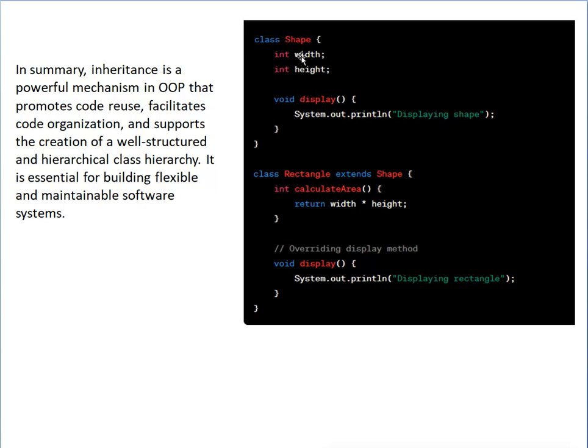So here is a very simple example of a Shape. This is a class Shape. It has two properties, width and height. It has a method display. Then this Rectangle is the subclass of this base class Shape. It has an integer method calculateArea which returns width multiplied by height, and then it has an overriding method display. Why is it overriding? Because see, display exists here and exists here as well. Once you create an object and call the display method, it will call the overridden method. It will not call the parent class method. So friends, this is a very good example of inheritance.